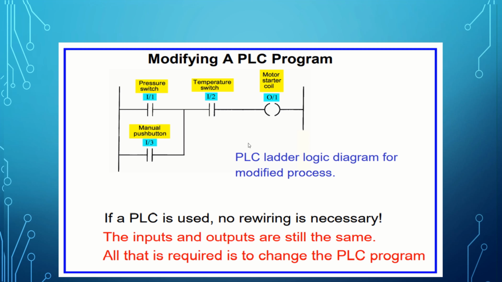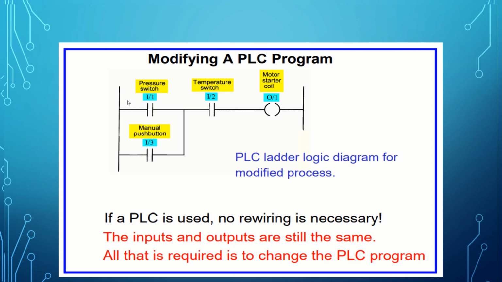Now, when we are going to modify a PLC program, there is no need to modify the wiring for the pressure switch, for the temperature, and the manual push button. Same wiring is used, and all that is required is to change the PLC program.